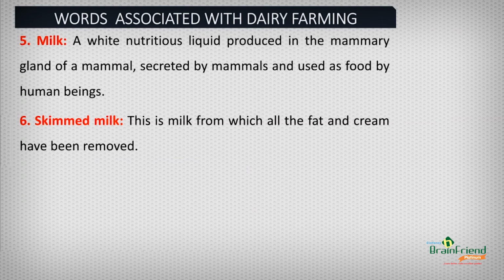Here we have the word milk. Milk is a nutritious liquid produced and secreted from the mammary gland of a mammal. It is also used for food by human beings. Next, we have skimmed milk. Skimmed milk is a milk from which all fat and cream have been removed.